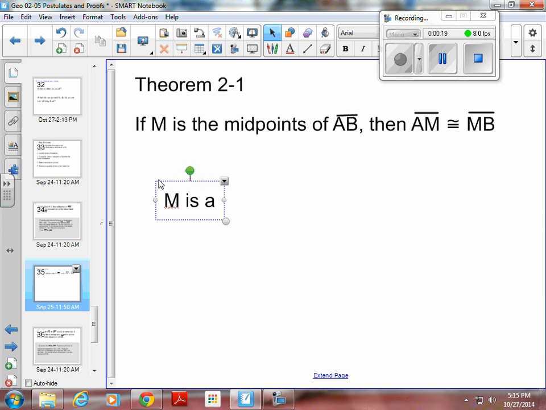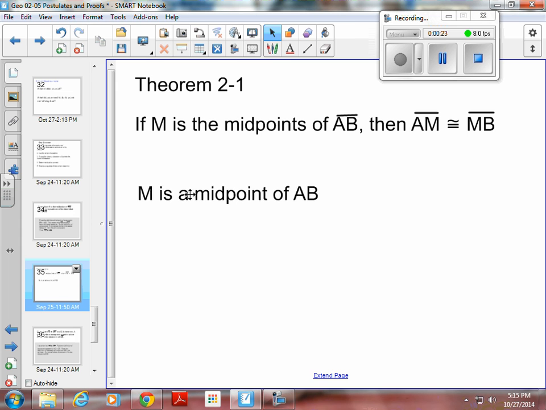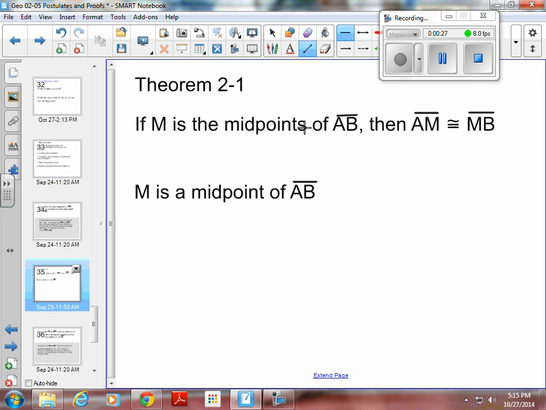So M is a midpoint of AB. That is our first statement. It is given to us. And so I can say that that has been given. It's in the direction part right here. So these are called our statements, and this is called our reason.